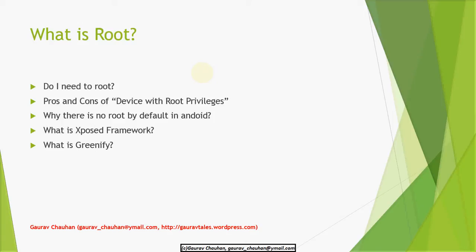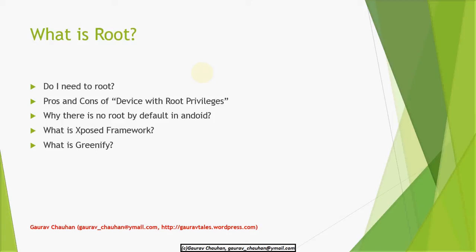So Google disabled it by default. Why? Because if everybody has root access, there might be a chance that it might damage the device. So that's why root is not available by default. You have to add the binaries, you have to do some procedure to get root access on an Android device. Now we move on to the Xposed framework.